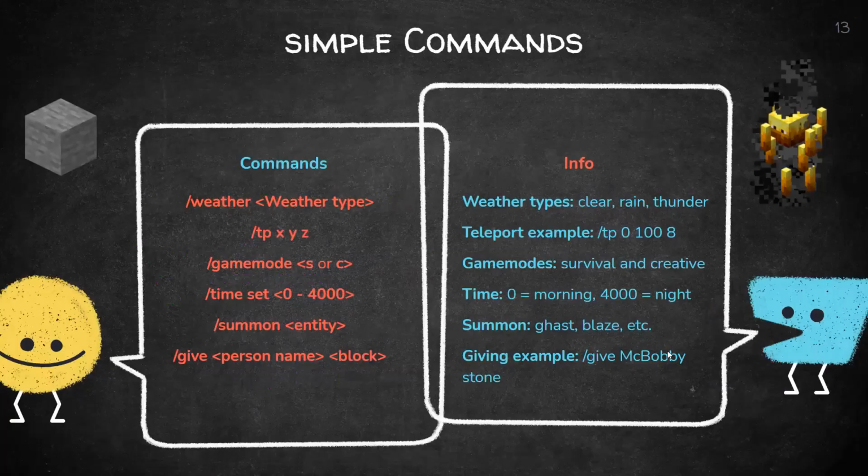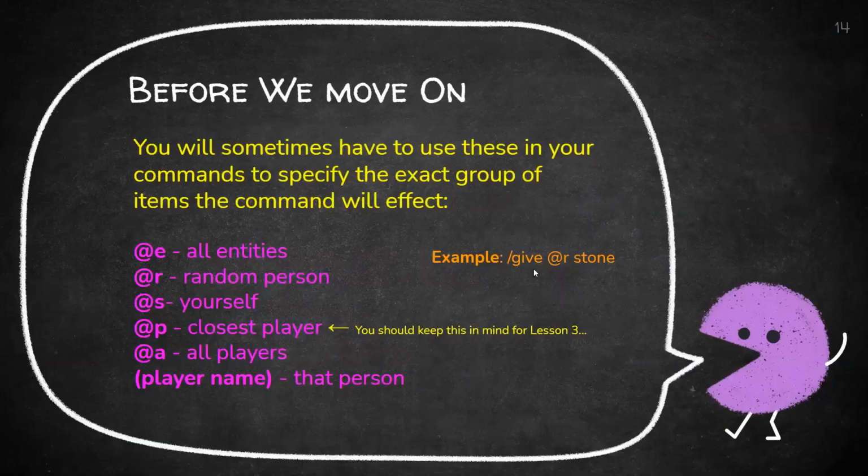So player name is over here. /give McBobby Stone. McBobby was the player name, right? So basically, you can also do /give @r stone. What that'll do is it will give a random person in your world stone, right? So yeah, those are the specifiers that you can use in some of your commands.